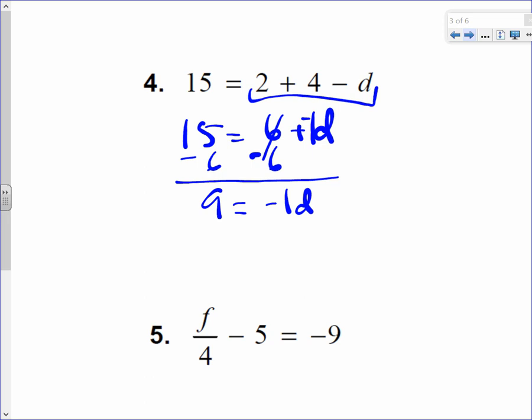D is not by itself. It has a negative 1 coefficient that we have to get rid of. How can we get rid of that negative 1? Why did you choose division, Bowden? Right. This means negative 1 times D. We do the inverse of multiplication, so we'll divide by negative 1 on both sides. Negative divided by negative is positive, so 1D equals negative 9.